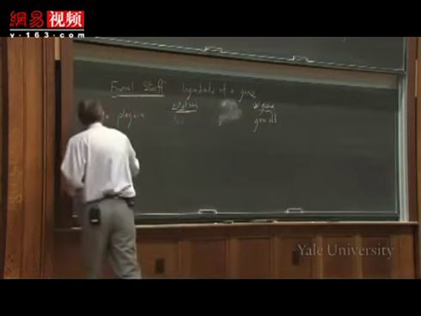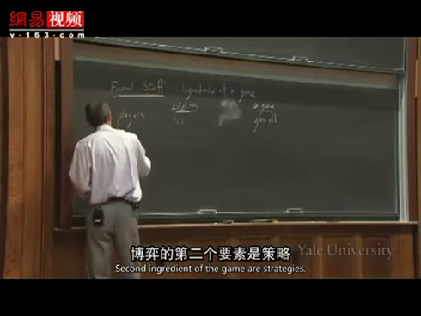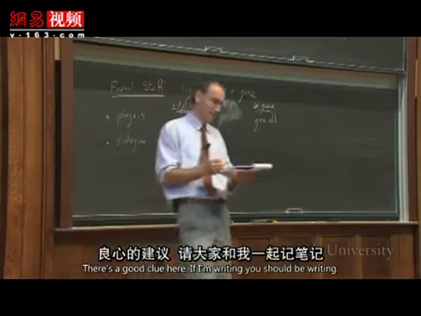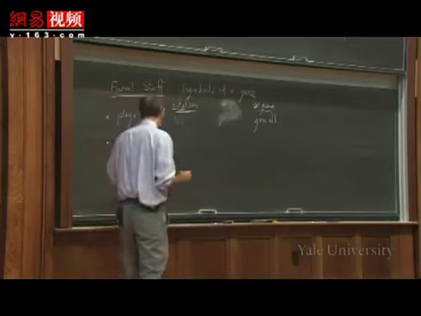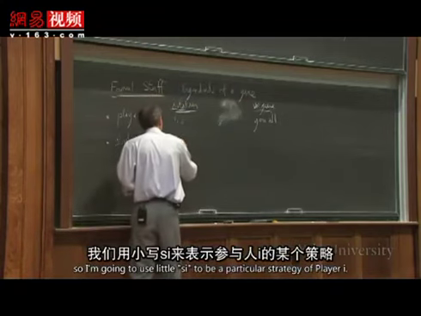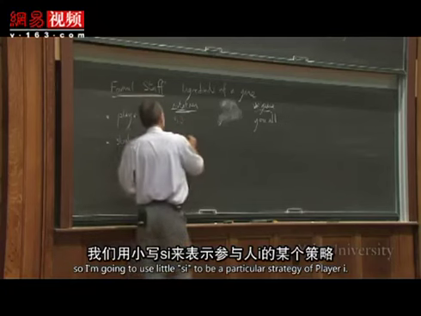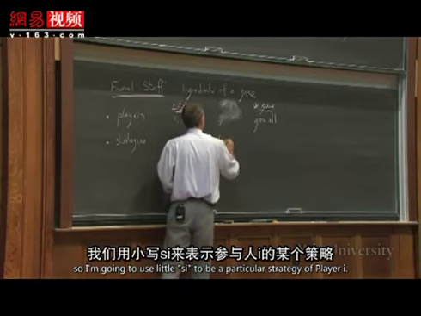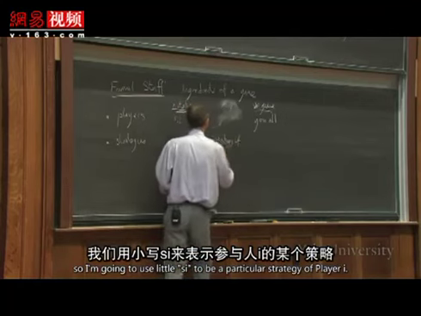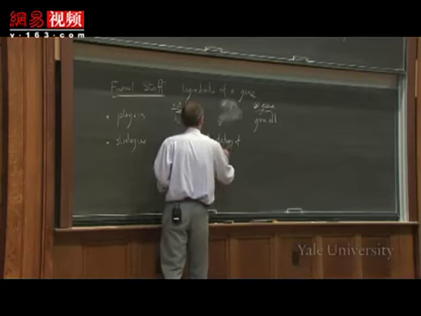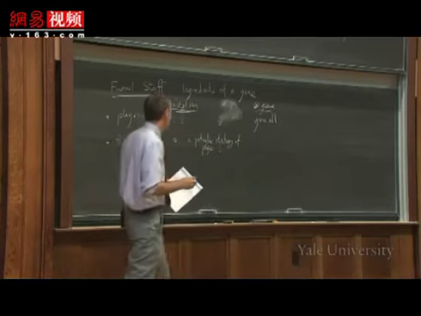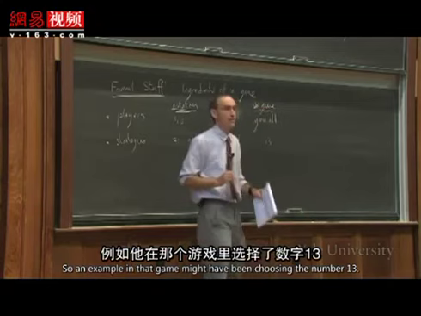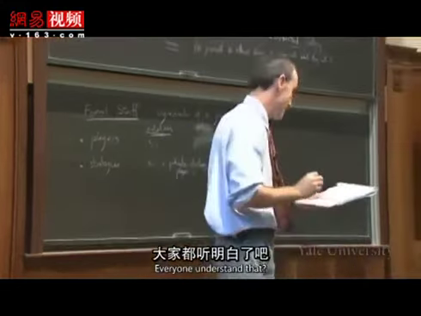Second ingredient of the game are strategies. There's a good clue here. If I'm writing, you should be writing. Strategies. Notation. I'm going to use little s_i to be a particular strategy of player i. So an example in that game might have been choosing the number 13. Everyone understand that?